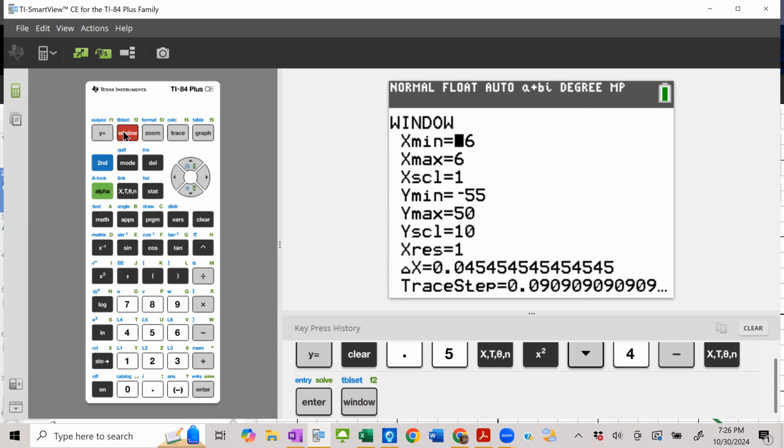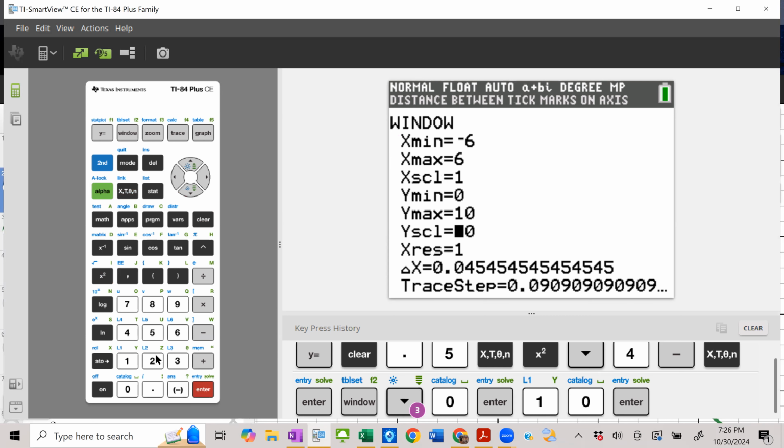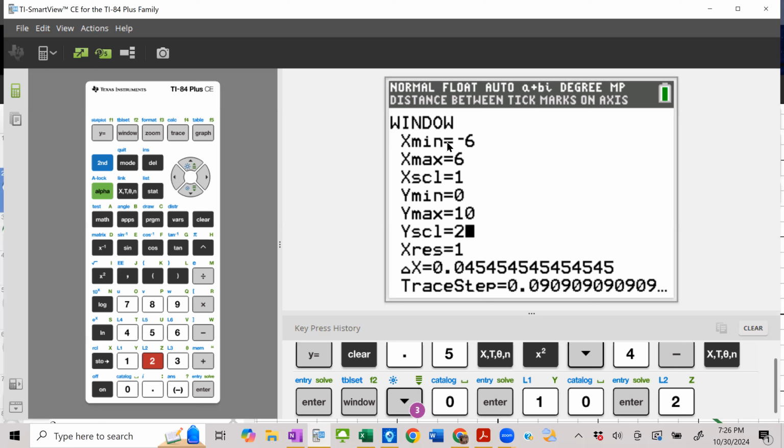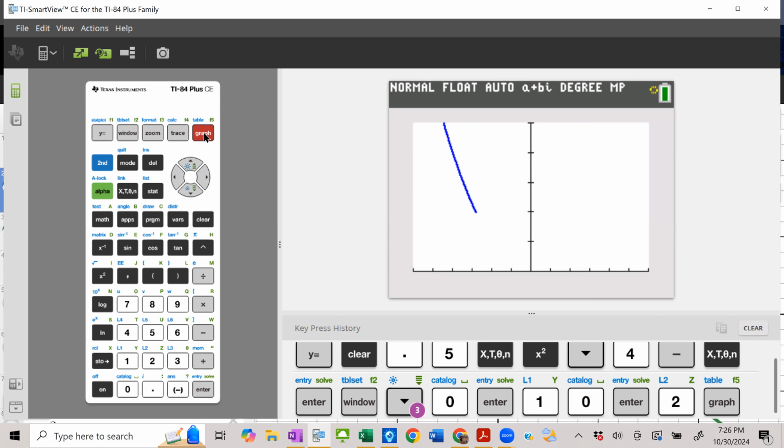For the window, I know I don't need anything below the x-axis, so I'm not going to go below the x-axis. On the y-axis, let's go from, say, 0 to 10, a scale of 2. On the x-axis, -6 to 6 might be wider than I need, but that's okay. Let's look at our two graphs.